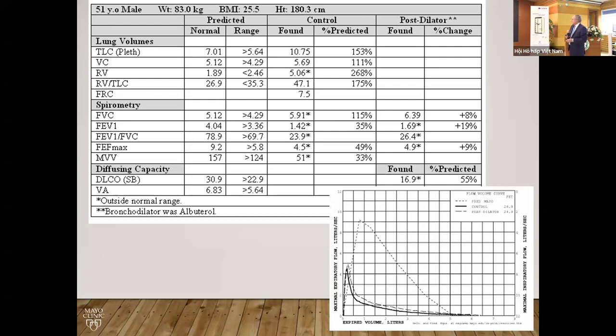Tiếp theo mình coi qua DLCO, thì DLCO đây là 55%, cũng giảm ha. Như vậy kết luận ca này là một ca có tắc nghẽn trên hô hấp ký, có căng phình phổi và ứ khí phế nang, đồng thời giảm DLCO. Đây là kết quả thăm dò chức năng hô hấp của một ca thiếu alpha 1 antitrypsin, xin lỗi.